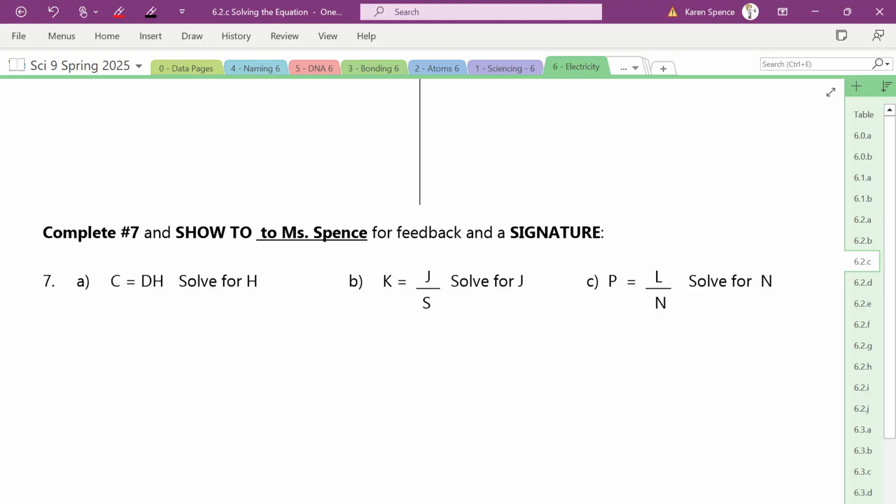And so now we have H on the top, H by itself. Is it on the left? No. And when it's not on the left, flip it.